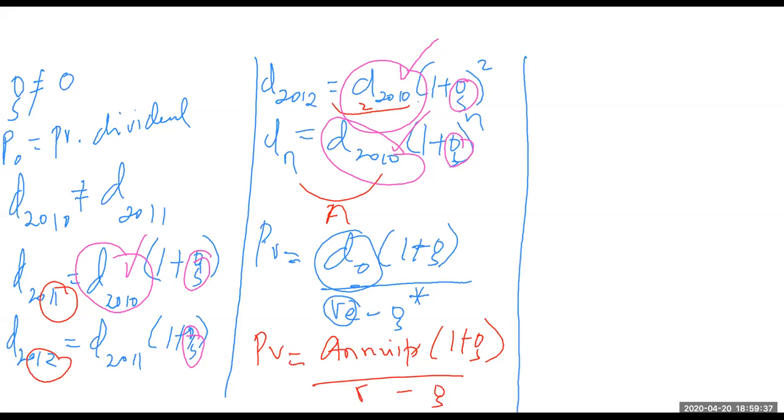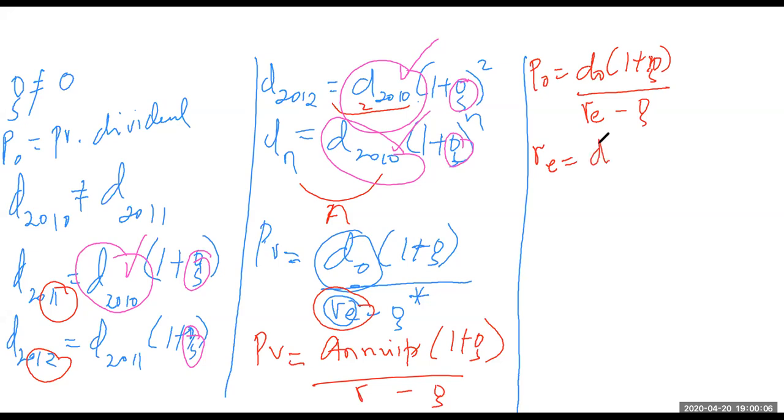So in this case, our main concern was to get the cost of equity, or RE here. Therefore, P0 is equal to D0(1+g) divided by RE minus g. I want us now to get the RE. If we make RE the subject of the equation, it will give us D0(1+g) as our numerator, and we divide by P0.